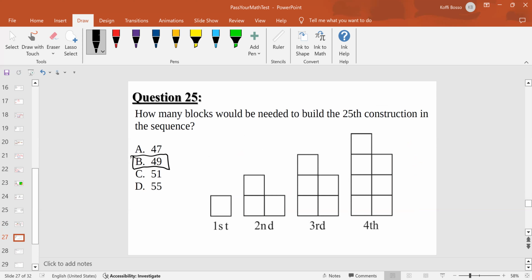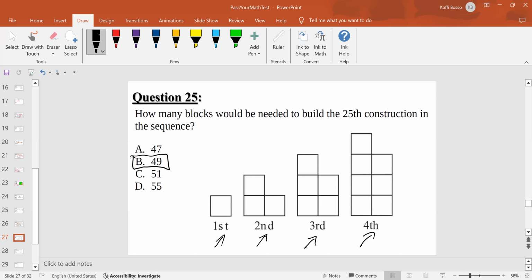So there's a pattern here we need to see. What's the pattern? They say this is the first position, the second, the third, and fourth. For the first position, we have a 1. The second position, we have a 3. The third one, we have a 5. The pattern here is what?